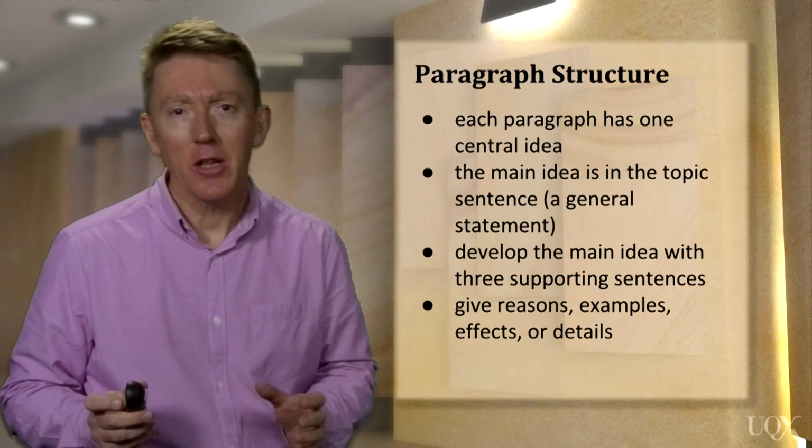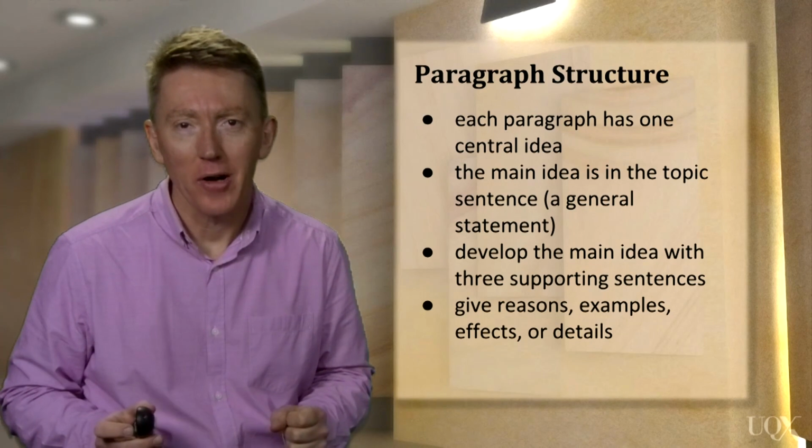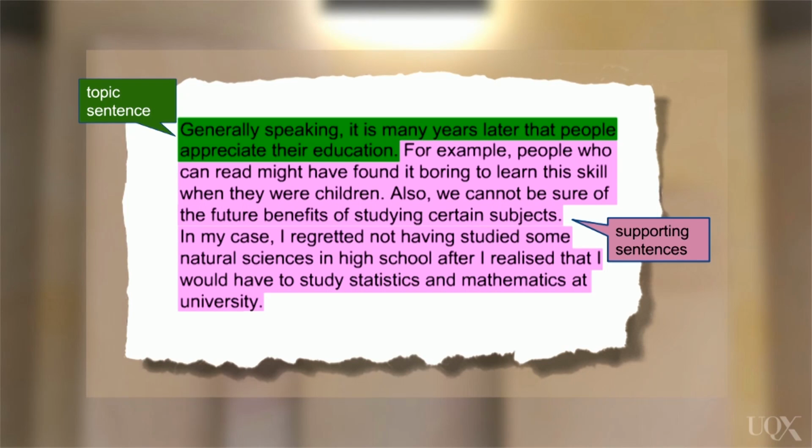Now, let's take a look at an example paragraph. In this paragraph, which is from an essay about the benefits of education, the writer begins with a topic sentence. Notice how he uses the phrase "generally speaking" to show that this is a general statement. In other words, it may not be true for all people, but it is true for most people.